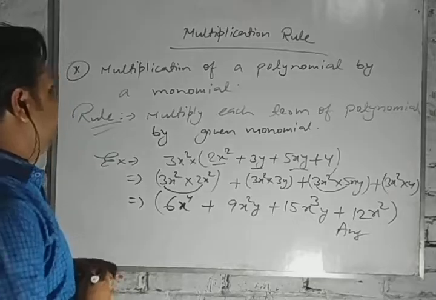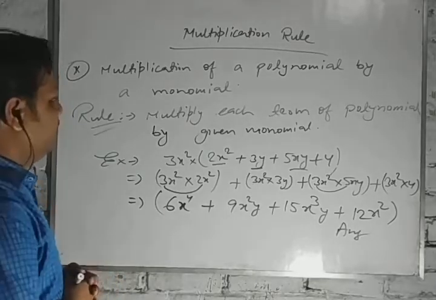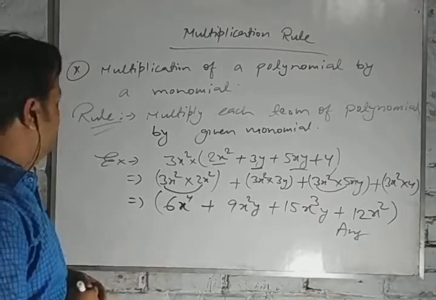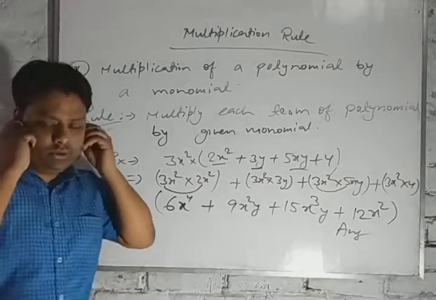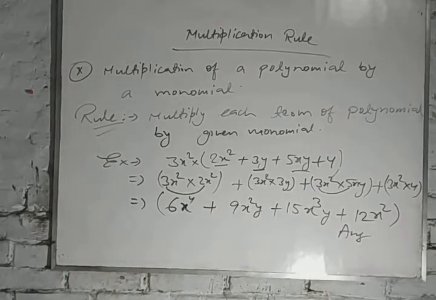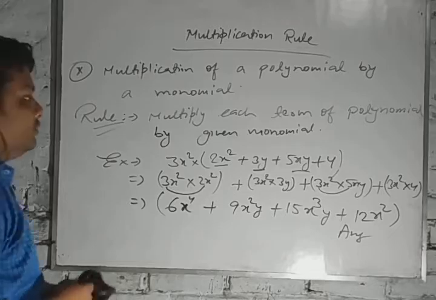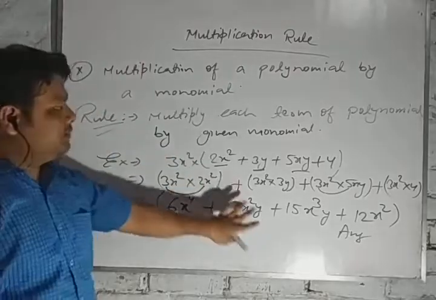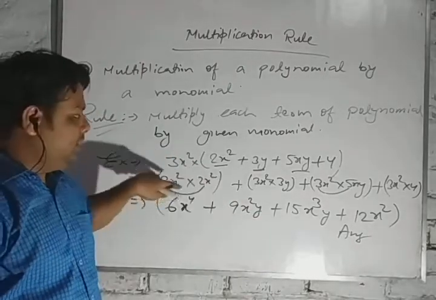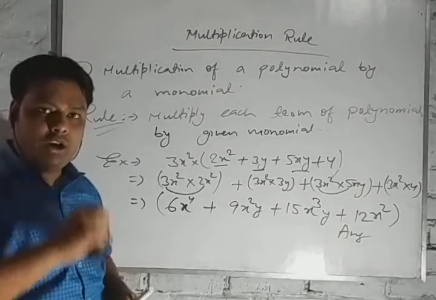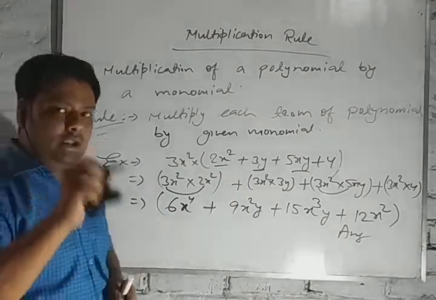So like this we can multiply any polynomial by a given monomial. Okay. I hope that you all have understood. Now students, again we will discuss here. In every expression we have discussed, only the linear method we have applied, but we can also multiply it by the column method. Let's see one example also.